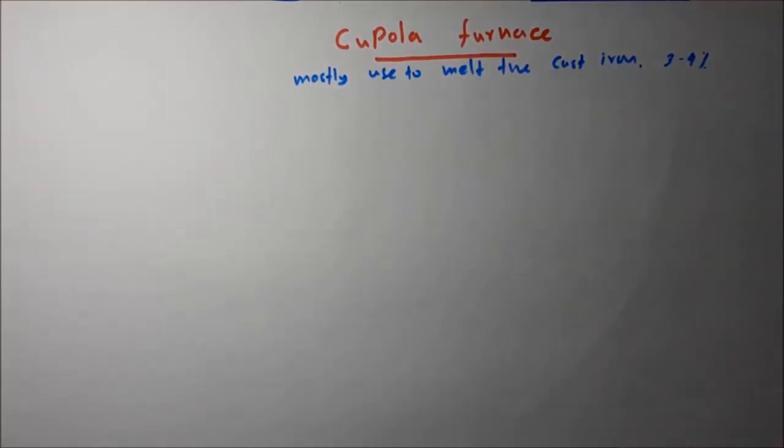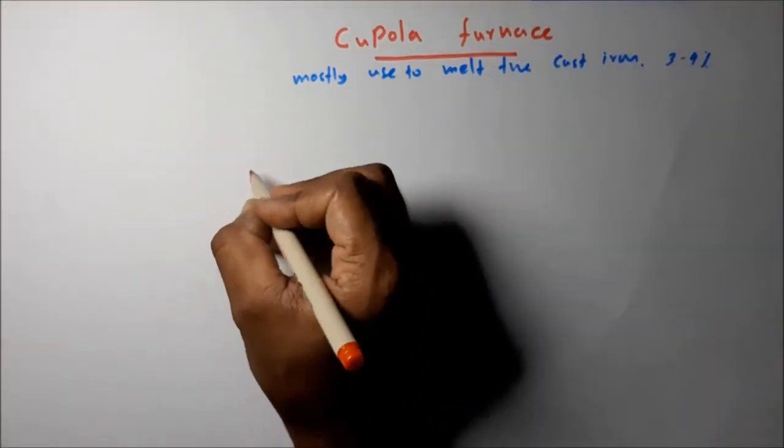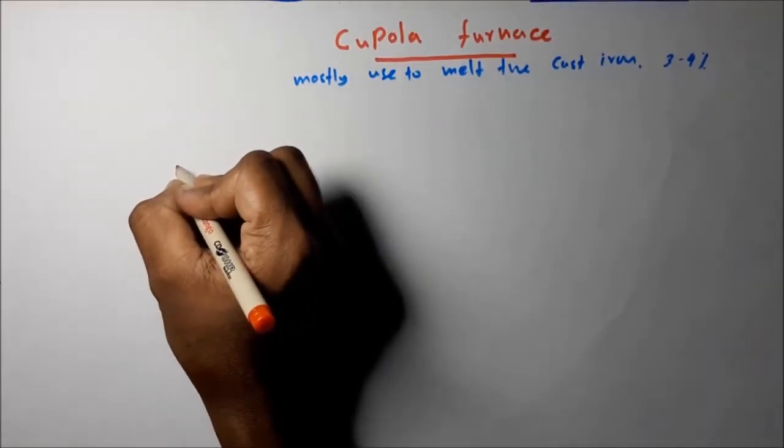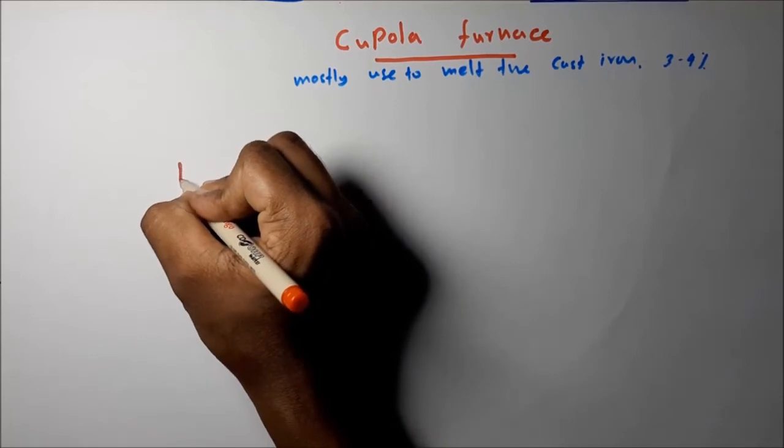Then I'll draw the diagram of a cupola. It has a vertical column shape structure. Actually, it has a steel housing.